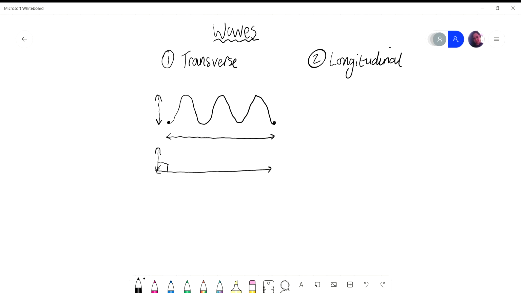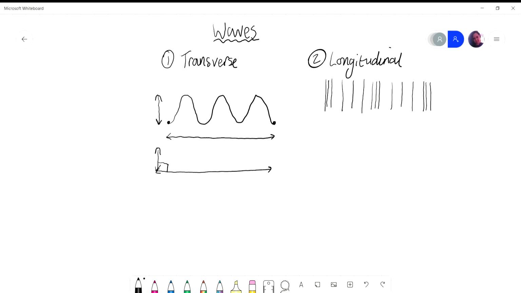Whereas for longitudinal, if I draw, let's say, a sound type of wave, this isn't perfect. What will happen is the oscillations will be parallel to or in the same direction as the direction of travel.